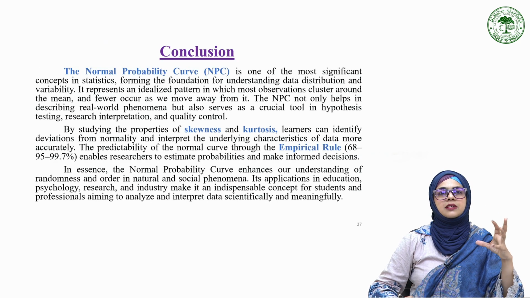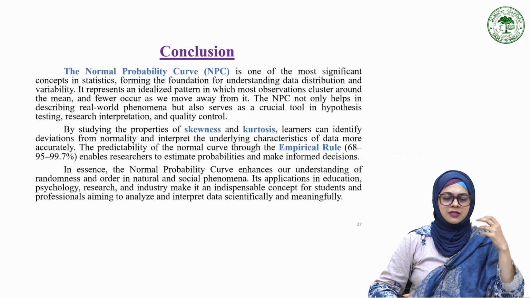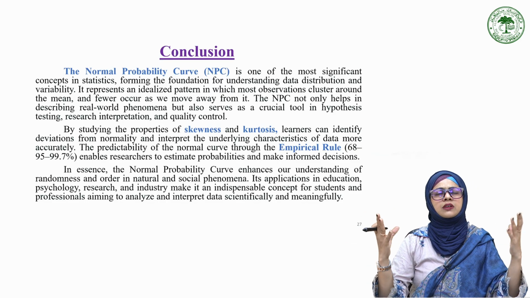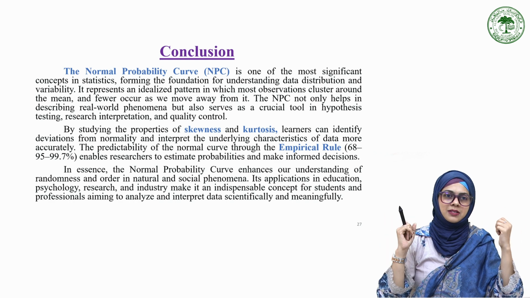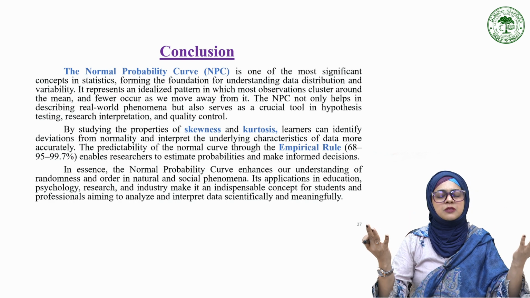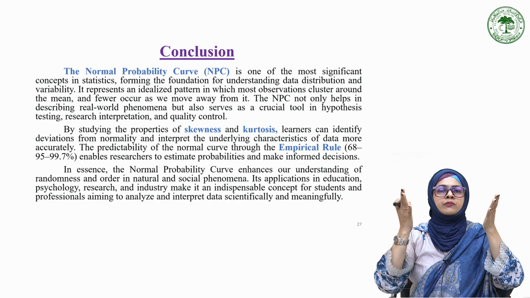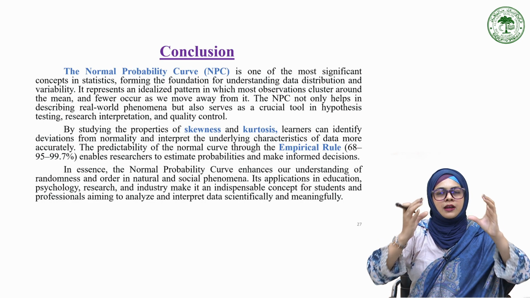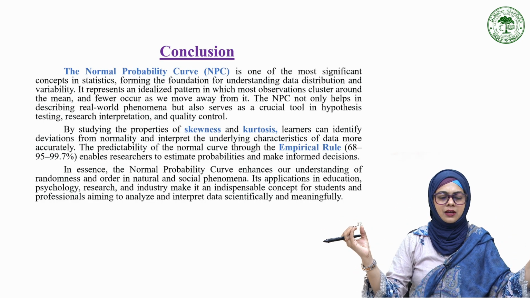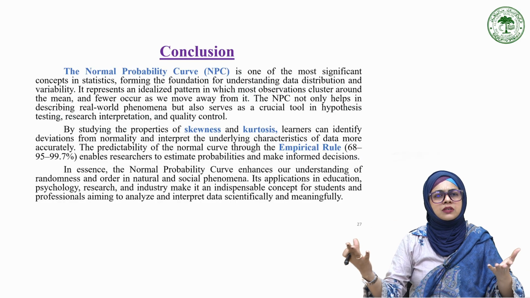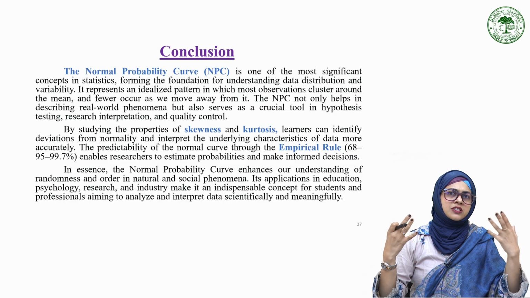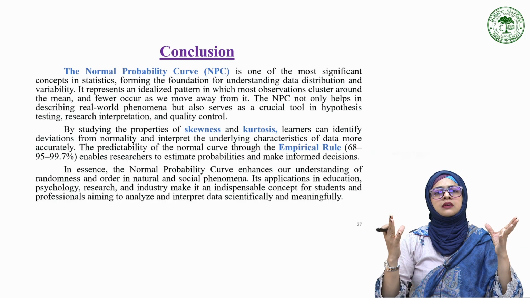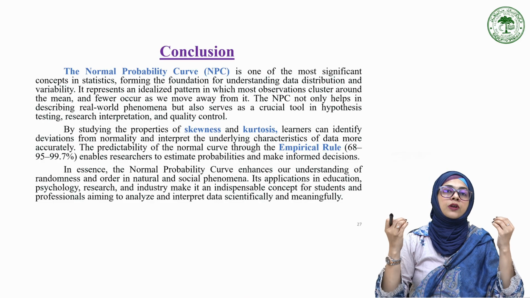So to conclude, NPC is one of the most significant concepts in statistics, forming the foundation of understanding how data is distributed and how it is varying, that is, the variability. It represents an idealized pattern in which most of the observations cluster around the mean and very few of them move out in the form of outliers in the tail. If you study the properties of skewness and kurtosis, learners or statisticians can identify deviation from normality and interpret the underlying characteristics of data more accurately.